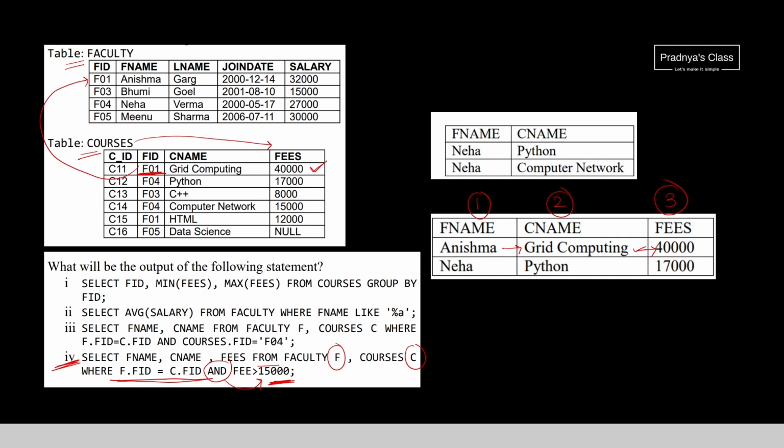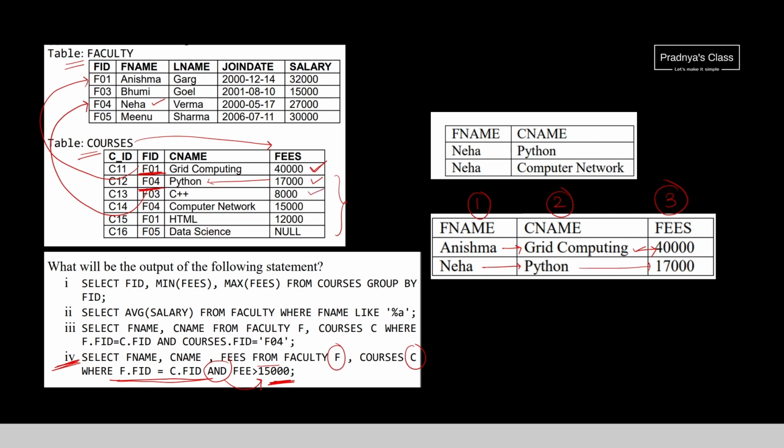In the same way, let's check the remaining fees. The next fees is 70,000. It is also more than 15,000. CNAME for that is Python and the faculty ID is F04. The name of the F04 faculty ID is Neha. So we could see here that it is also displayed in the output.